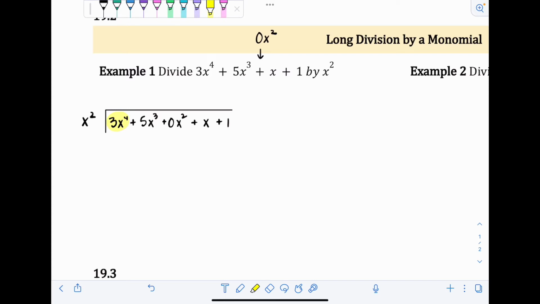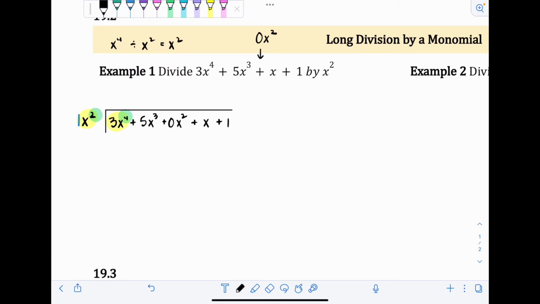So we do 3x to the fourth divided by x squared. You divide the coefficients, so this coefficient of 1: 3 divided by 1 is 3. Then we can divide the x's, x to the fourth divided by x squared. Remember that when you divide powers, you subtract the exponents. So x to the fourth divided by x squared would be x squared.